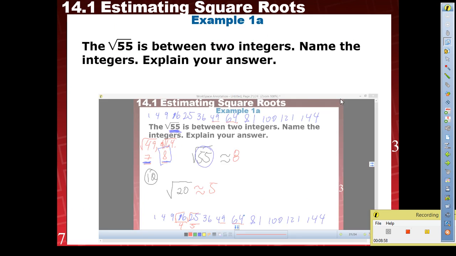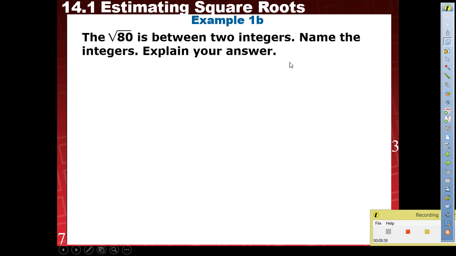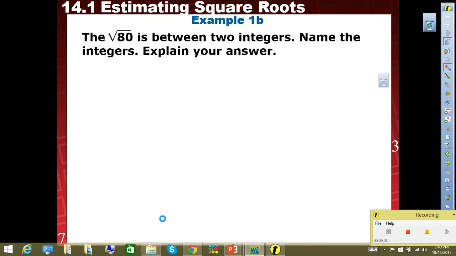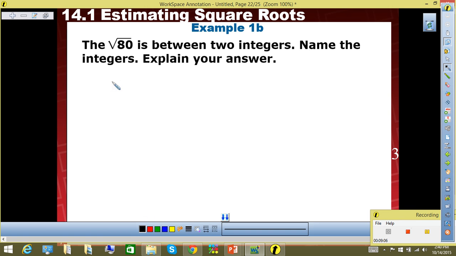Copy this next one. Number 1B. You don't have to copy all the words. Just find me approximately what square root of 80 is. Copy that and go. We got approximately 9. That is correct.